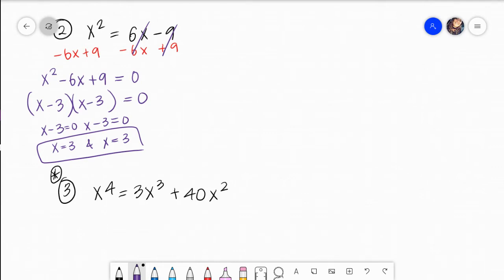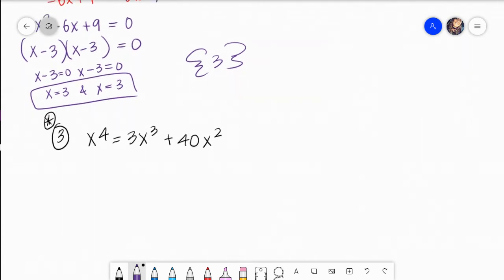There's no reason at all to list it more than once. If a value is repeated, your solution set is just that value. There's no reason to say x is 3, 3, right? X is 3. Plug in a 3, you'll get 0.